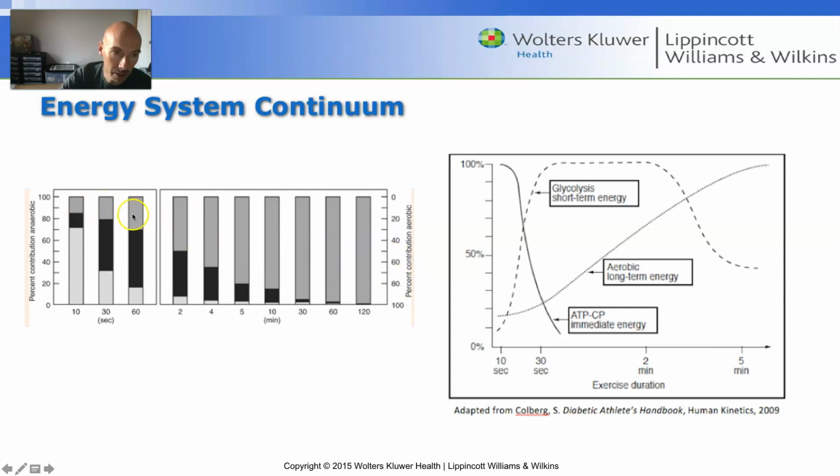So even though it's giving you energy early, it doesn't really start giving you energy until you get beyond 2 minutes. So if you're an 800 runner, you're not using your aerobic system much at all, okay? But if you run the 5K, which again is 3.1 miles, most of your energy is coming from the aerobic energy system. If you run the marathon, most of your energy is coming from the aerobic system.